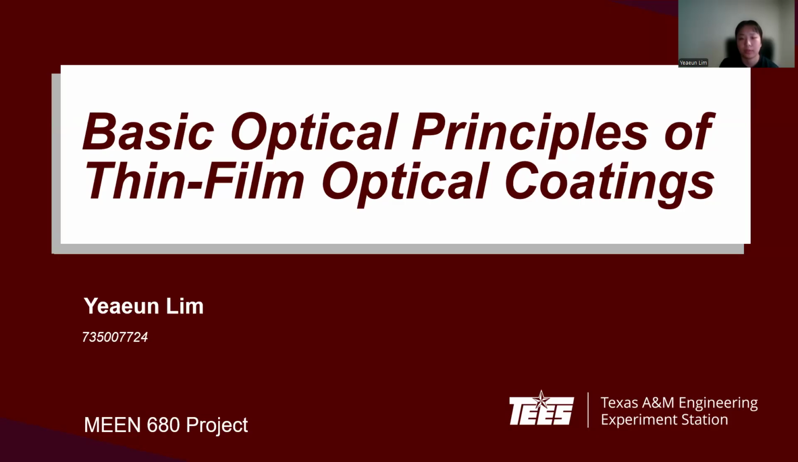Today I'll talk about the basic optical principles behind thin film optical coatings. Instead of doing a literature review, I'll focus on how they work visually. We'll see how simple interference effects in thin films can drastically change the reflection and transmission, and how this leads to anti-reflection coatings, high reflectors, and other useful devices.